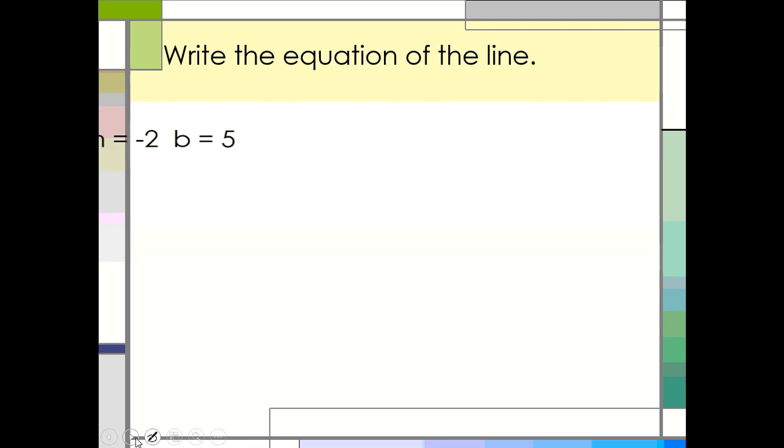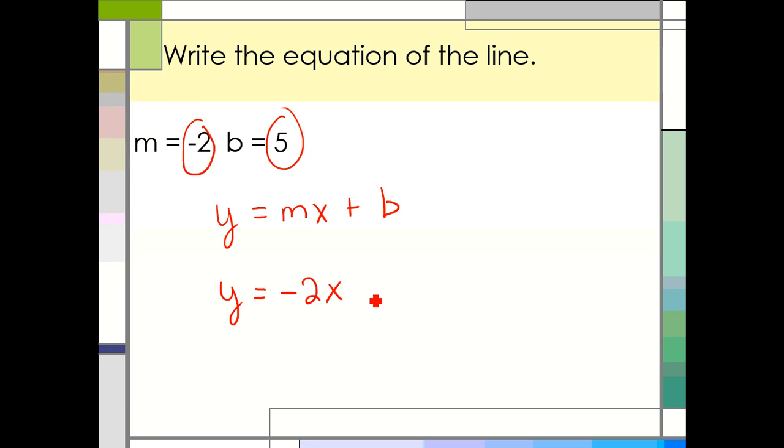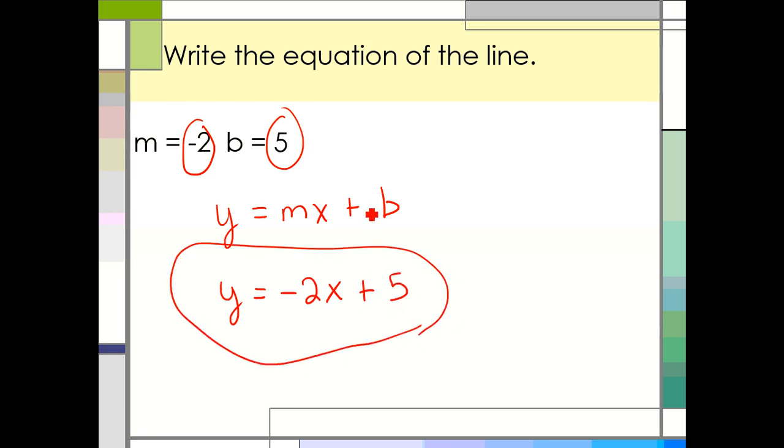So write the equation of the line when m is equal to -2 and b is equal to 5. I know that y equals slope times x plus the y-intercept. So I can fill in the slope of -2, and then the y-intercept of 5 as well. So this is the equation of the line that fits this criteria.